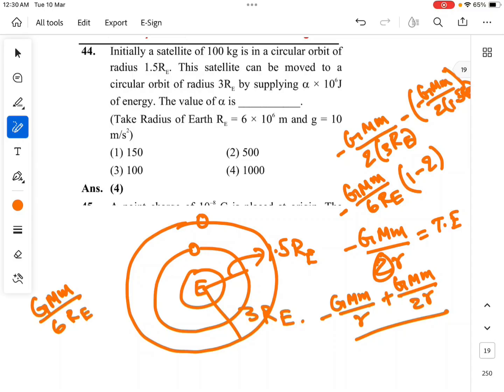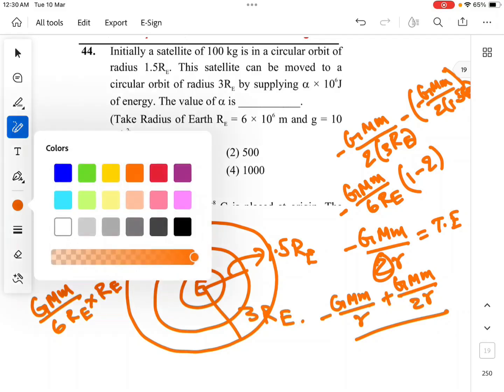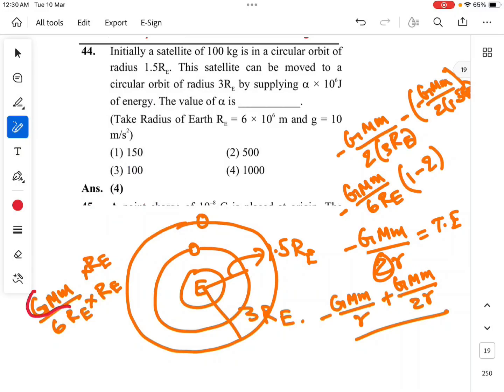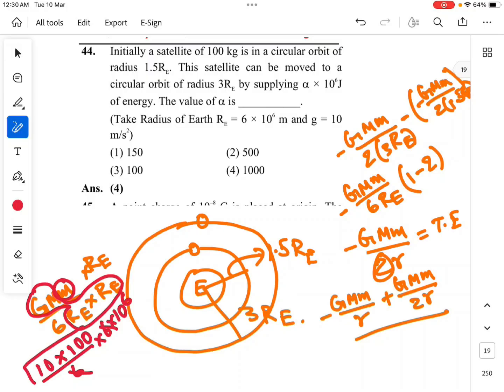GMm by 6RE you can write by multiplying and dividing with RE. This GM by RE square you can write as small g, acceleration due to gravity, that is 10. 10 into small m is 100 kgs. 100 divided by 6 into 6 into 10 power 6 meters. So 6 is gone, and then 10 power 6 you can keep aside. The answer is 1000. Alpha is 1000.